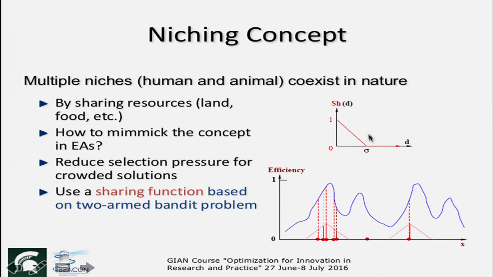Okay? And then the sharing function tells you that if you have so much difference, you have maybe 90% sharing. If you have so much difference, maybe you have 20% difference. So you get that percentage shared number. It's called niche count. That will come a little later. I'm going to tell you that. So you can get it from it.